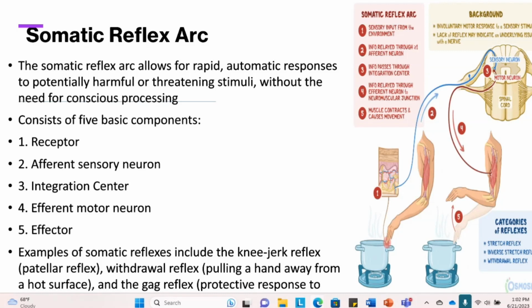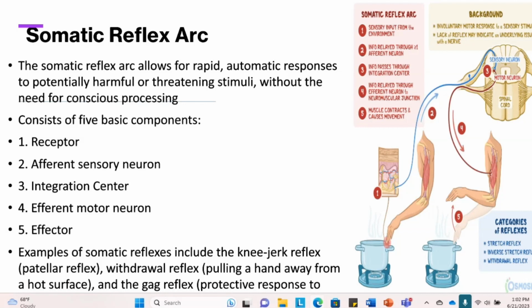And why soma? Why do we call it soma? Oh, body. It's body, exactly. A reflex that we're going to observe in the body. Soma means body. Okay.